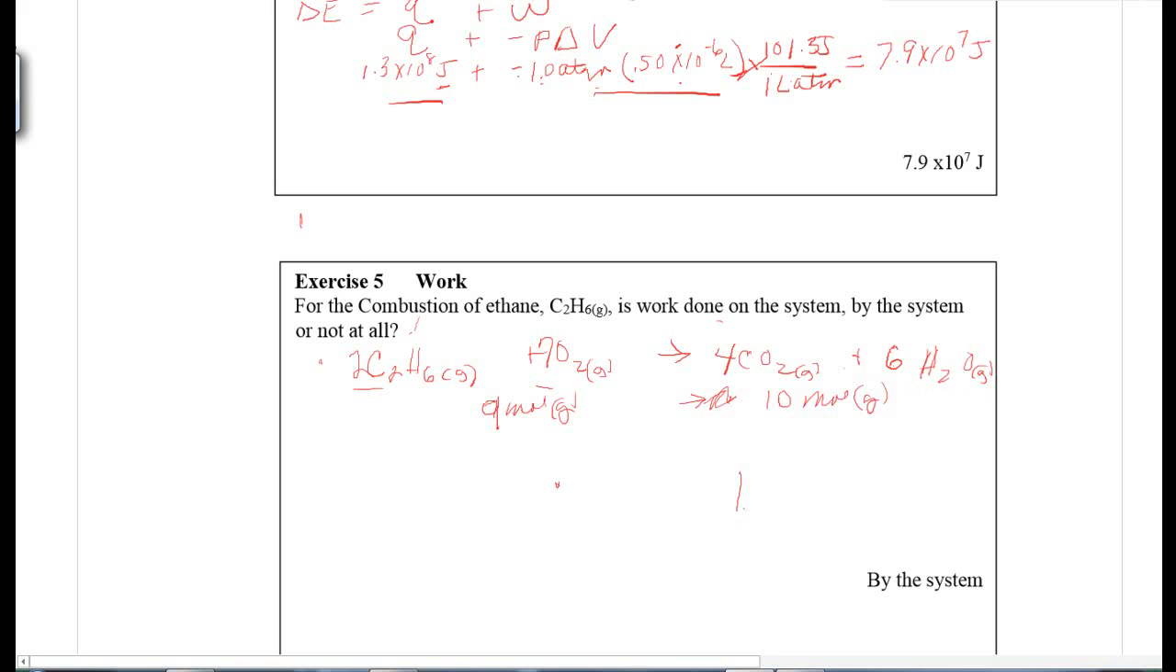If you imagine this happening in a container that has a piston, I have my reaction, and what happens is I create more gas. It pushes the piston up, and by doing that, this system is doing work on the surroundings. So this is going to be minus work, or work by the system onto the surroundings.